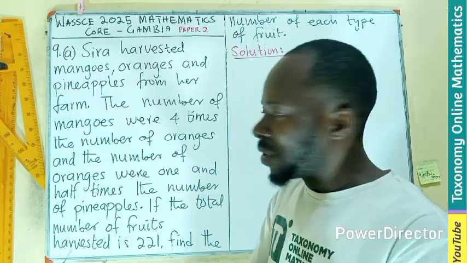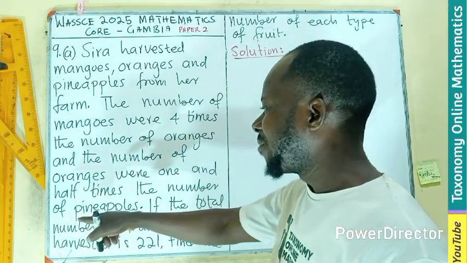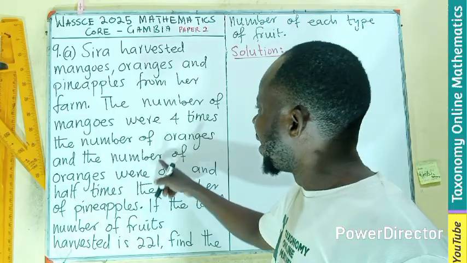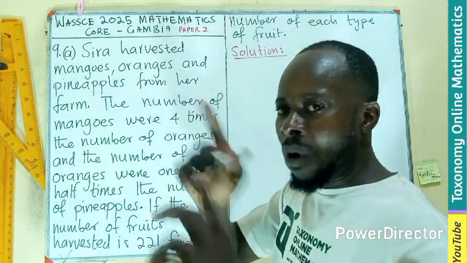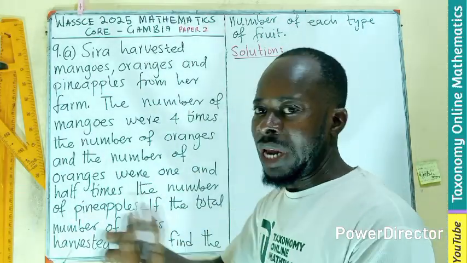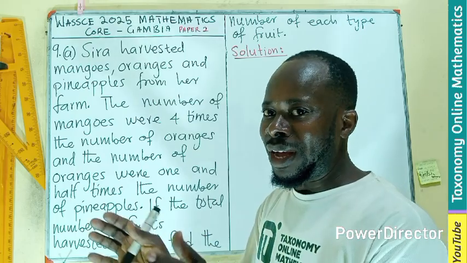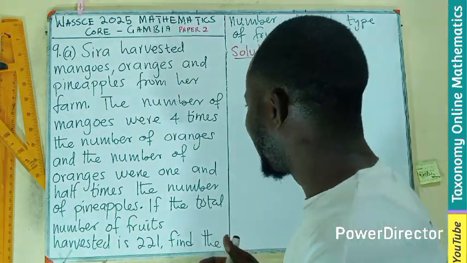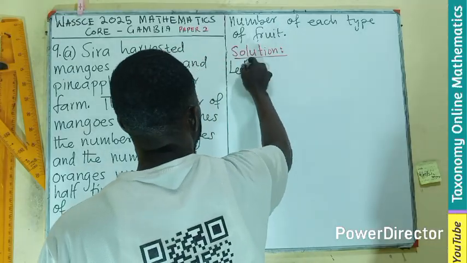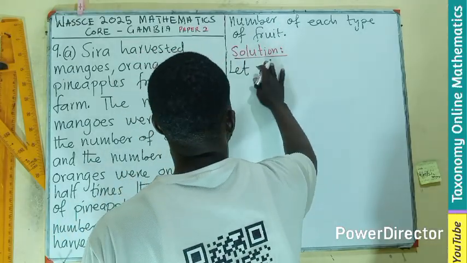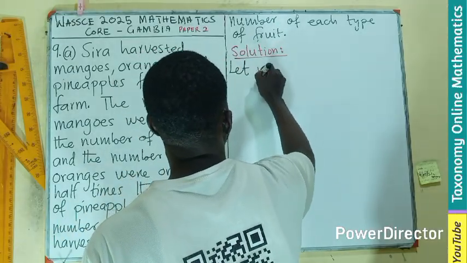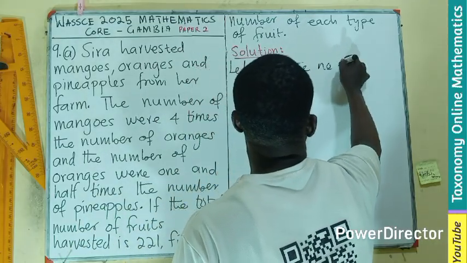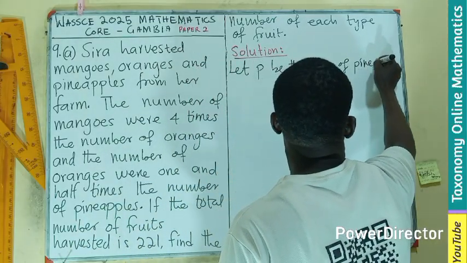If I know pineapple, then 1.5 times that will give me oranges. If I know oranges, then 4 times the oranges will give me what? Mango. So that is how we can have the lineage, the connection, if I can put it that way, between the fruits. So let's say we let X or P, since we have been using X for too long, let P be the number of pineapples.